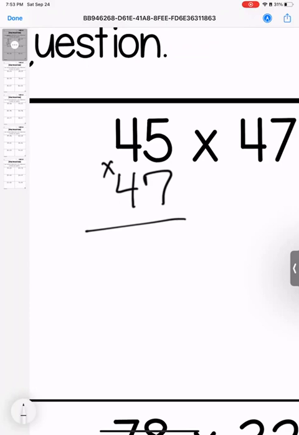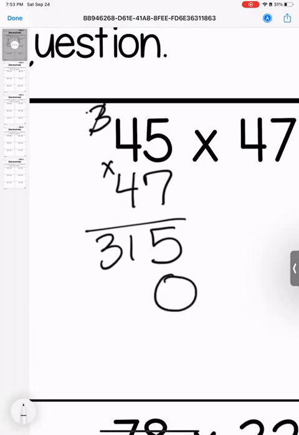7 times 5 is 35. I drop my 5. I carry my 3. Again, we go across. 7 times 4 is 28. Add 3 is 31. I'm done with my ones place, so I put in my place saving 0 and cross out your carry if it helps you. 4 times 5 is 20. Write down my 0, carry my 2. 4 times 4 is 16.